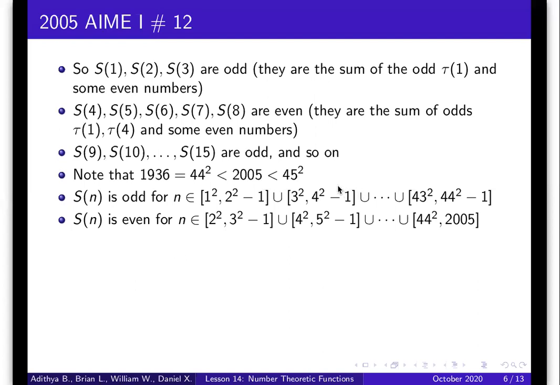Now it's time to count. For how many n is S of n odd? Well, we just have to sum up how long these intervals are. The biggest interval at the end is 44 squared minus 43 squared. That's how many integers it contains. The interval after that, which isn't listed in the 5th bullet point, but it is included in our sum here, has 42 squared minus 41 squared. And so on, until the smallest interval has 2 squared minus 1 squared integers.